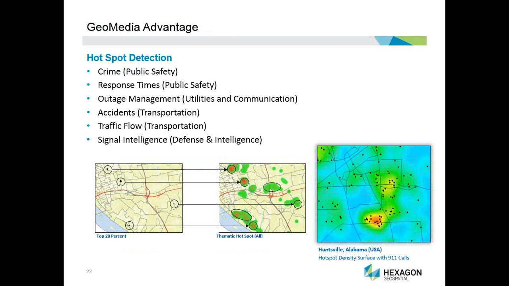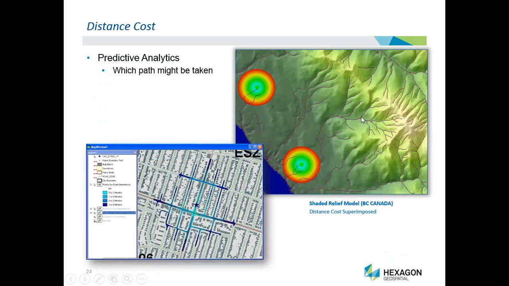Another big area is hotspot detection: looking at point maps and figuring out the hot areas, for crime or responses, or outage management to see where the damage on your network is, or traffic flow or signal intelligence. Again, this is all now available, so if you have a digital model, you can build these kinds of maps, and I'll show you an example of that in a second. We can also do predictive analysis, so you can figure out the best path to be taken, calculating which way to go to get from one area to another.